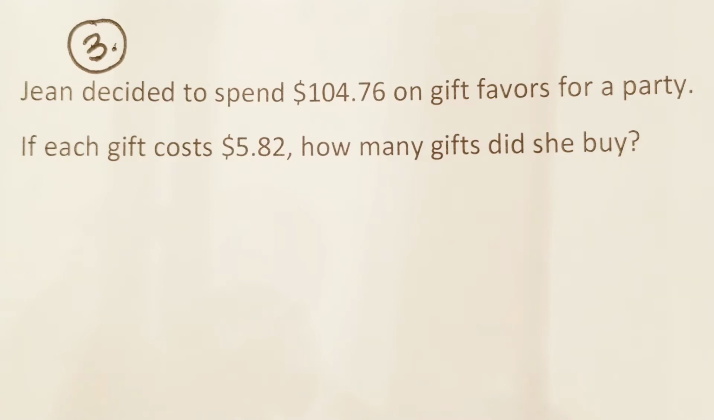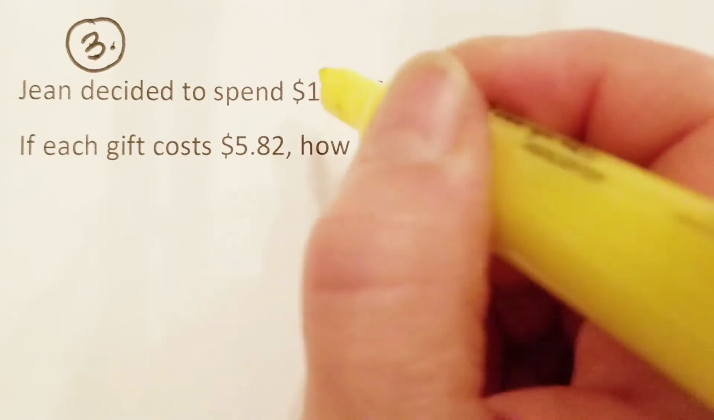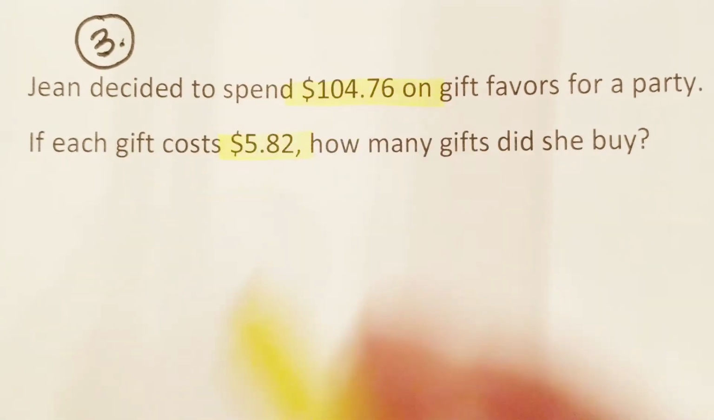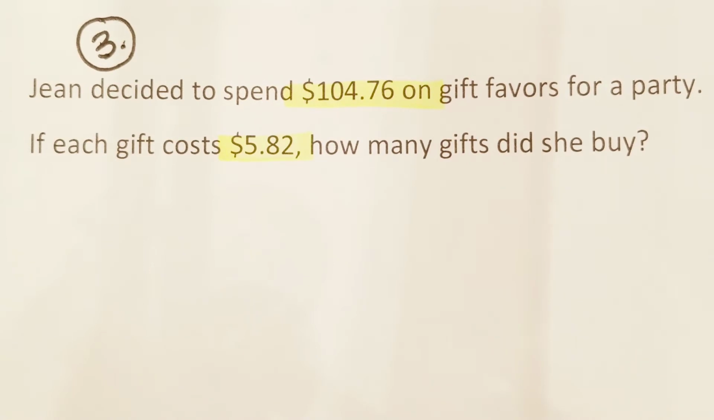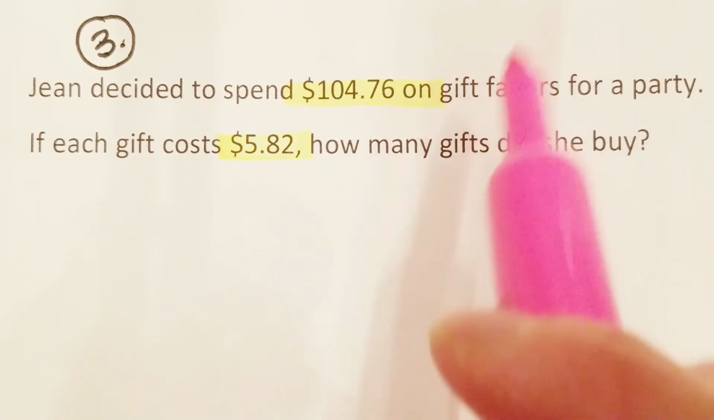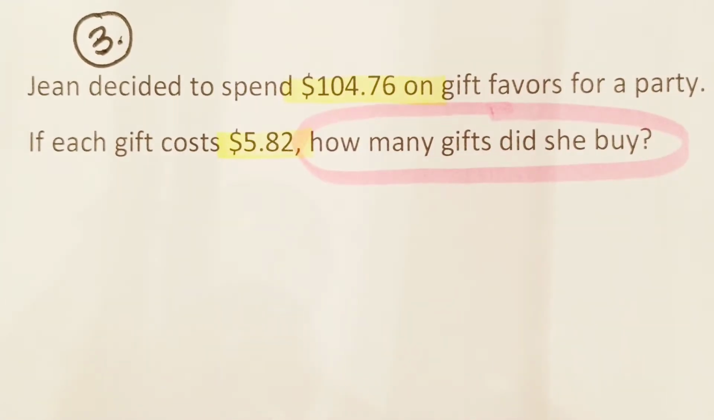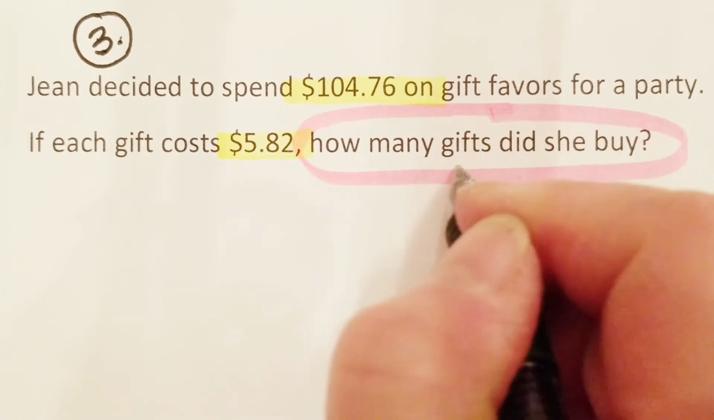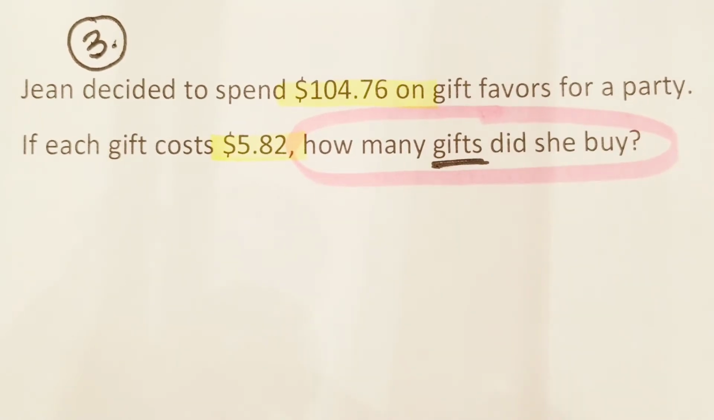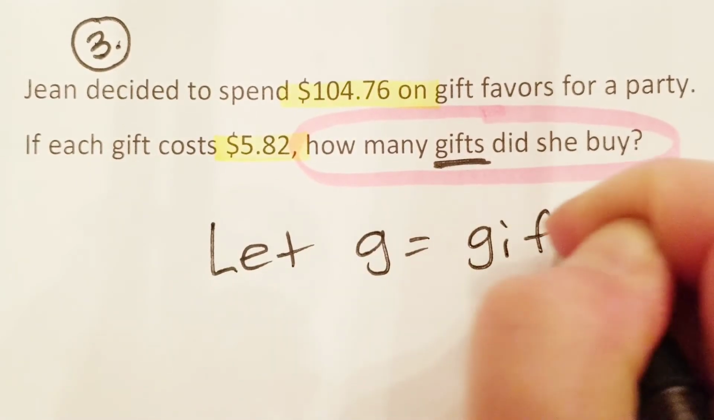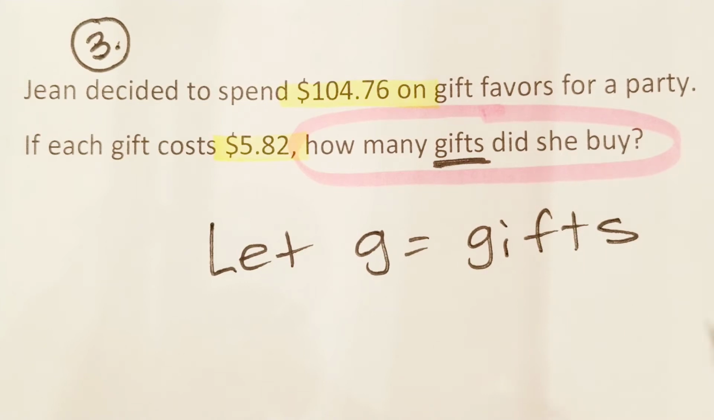Number 3, Jean decided to spend $104.76, that's important information, on gift favors for a party. If each gift costs $5.82, how many gifts did she buy? So here is our question that we need to assign a variable to. And we will assign the variable G, just because gift starts with G. So we're going to say let G equal gifts purchased. Okay, we'll just let them.